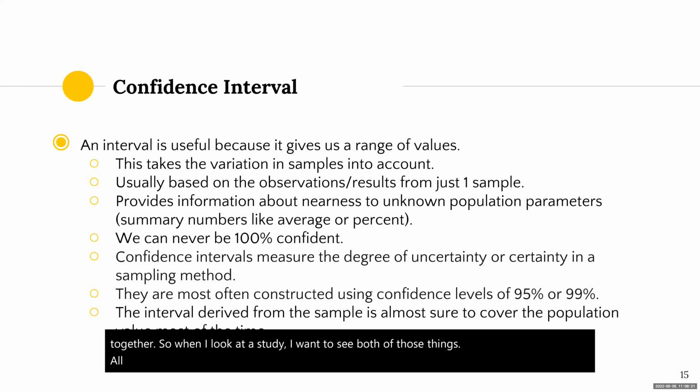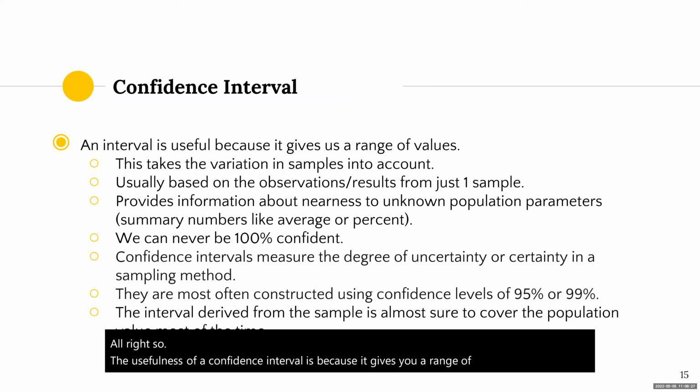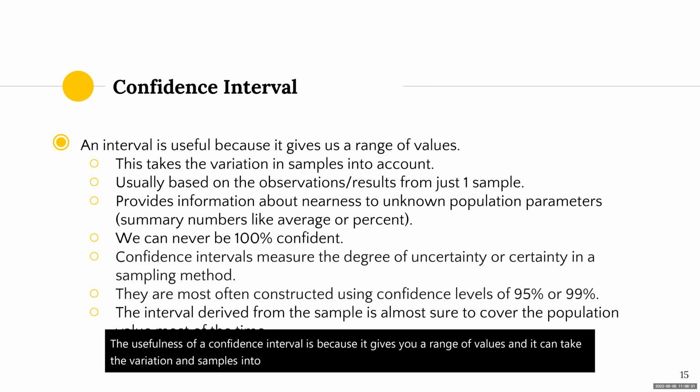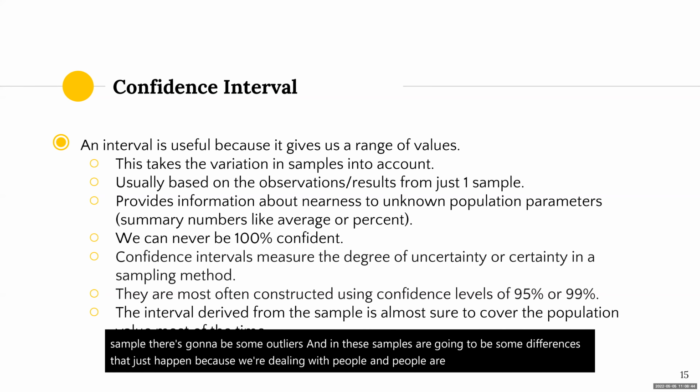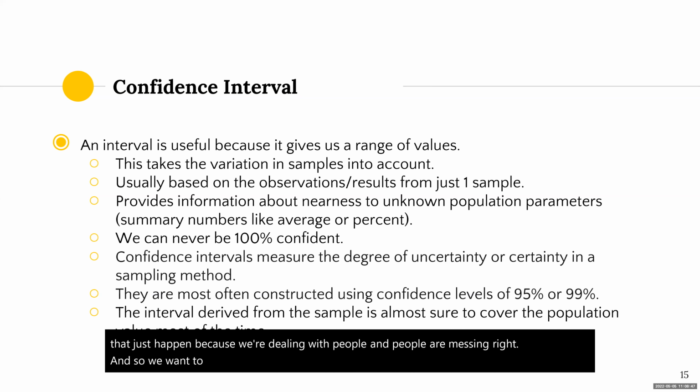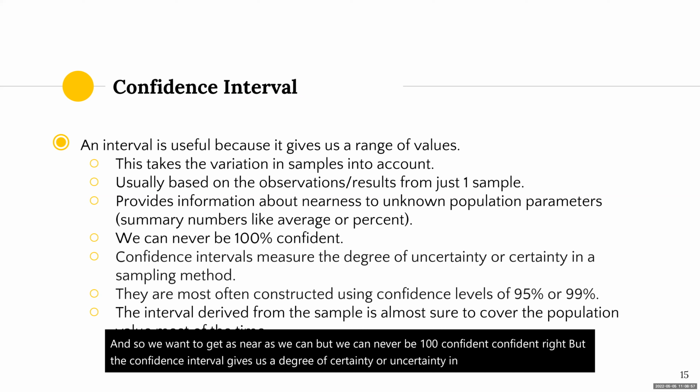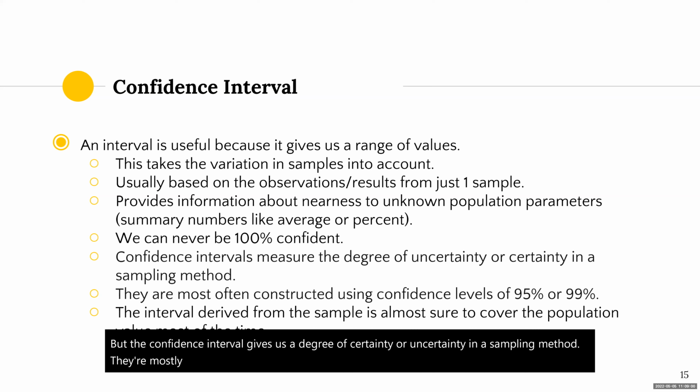All right. So the usefulness of a confidence interval is that it gives you a range of values, and it can take the variation in samples into account, because no matter how careful you are to get a good sample, there are going to be some outliers. There are going to be some differences that just happen because we're dealing with people and people are messy, right? And so we want to get as near as we can, but we can never be 100% confident, right? But the confidence interval gives us a degree of certainty or uncertainty in a sampling method. They're mostly constructed using levels of 95%, or if you're really good, 99%, right? So it's just a range of values.